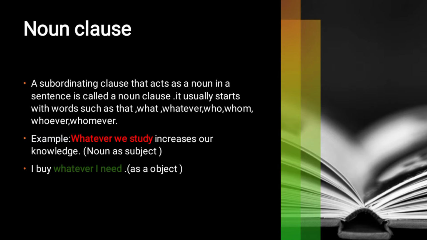For example, whatever we study increases our knowledge. Here you can see "whatever we study" acts like a subject in the sentence, a noun as a subject. In the second example, I'll buy whatever I need. "Whatever I need" starts with the subordinating word "whatever," and acts as an object, a noun, in the sentence.